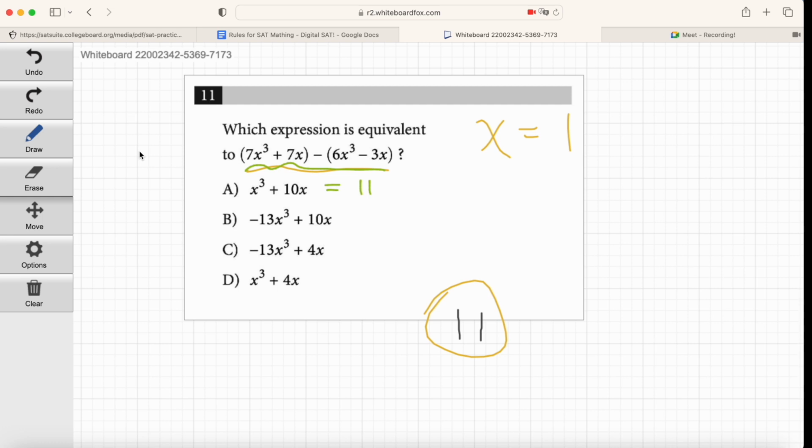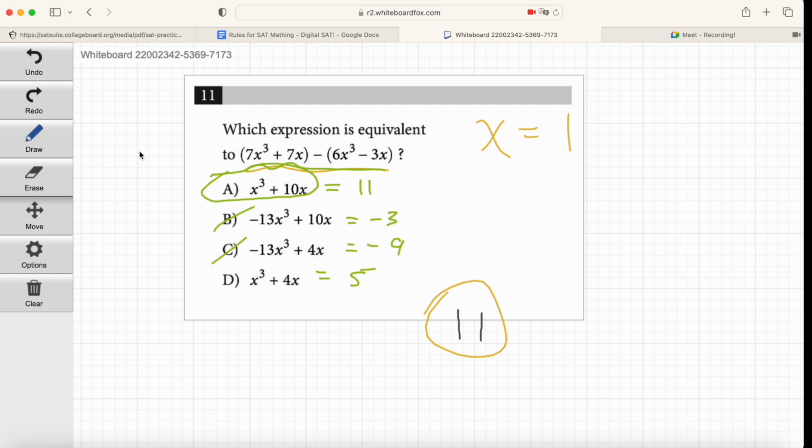Let's look at the other answer choices. What is answer choice B going to equal? It should just be negative 13 plus 10. Yeah, negative 3. That's not right. What's answer choice C equal? Negative 9. That ain't right. What about answer choice D? 5. So it's got to be A. Let me double check. Yeah, it is A.